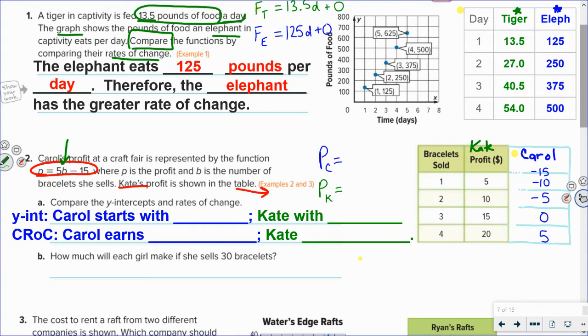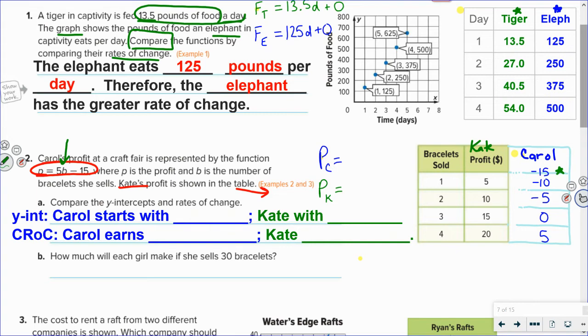Some of you may be saying, wait a second, Mr. Cowan, how could she start with a negative number? Well, if she's making bracelets, perhaps she spent $15 just to get the supplies. All right, so now we have a nice back-to-back table with Kate's profits right next to Carol's profits.